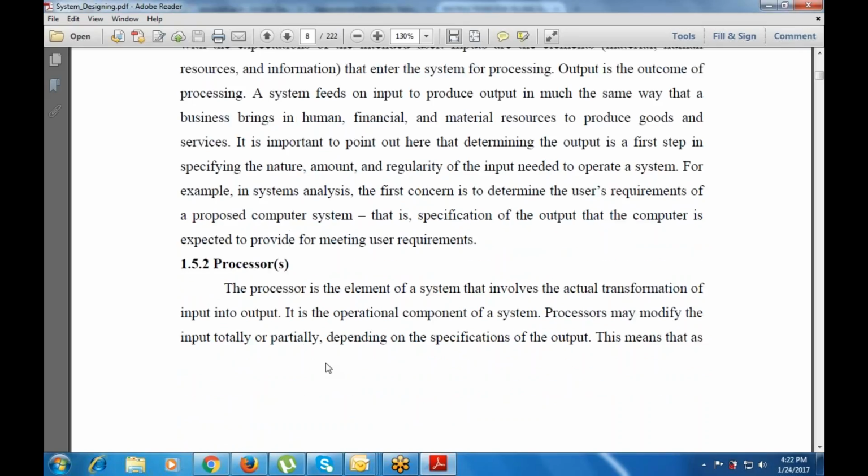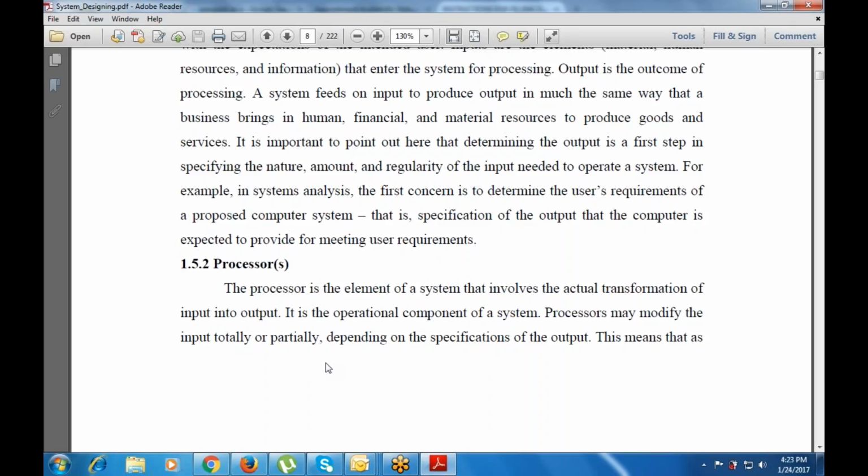The next one is the processor, the element of a system that involves the actual transformation of the inputs into the output. That is the operational component of a system, and the processor may modify the input totally or partially, depending on the specification of the output.